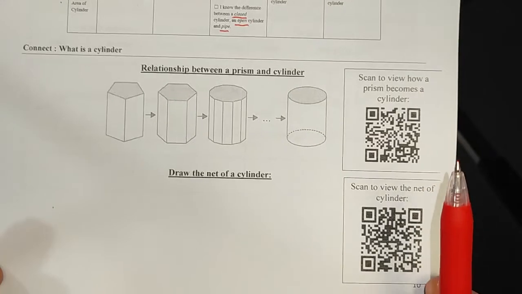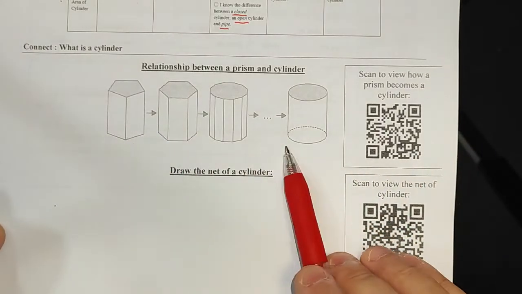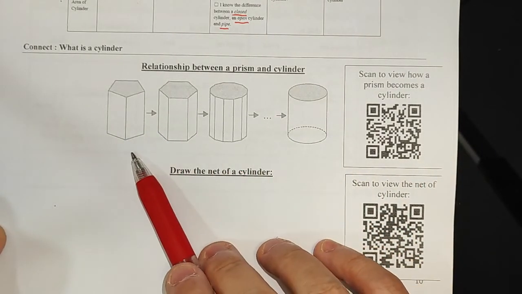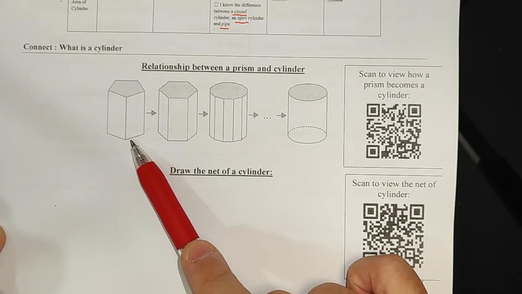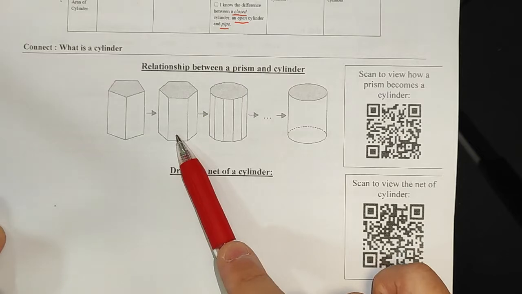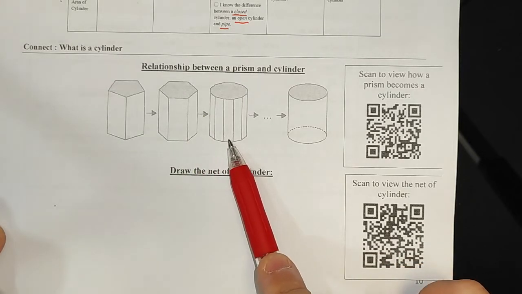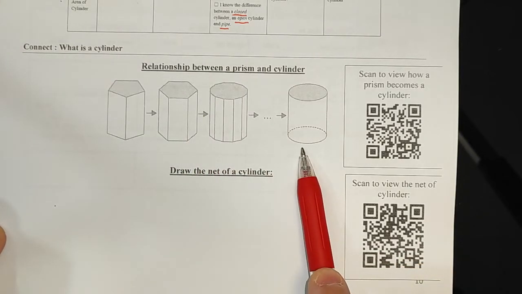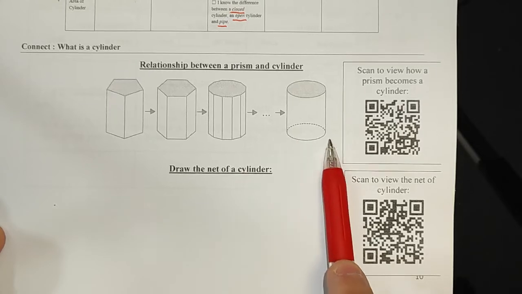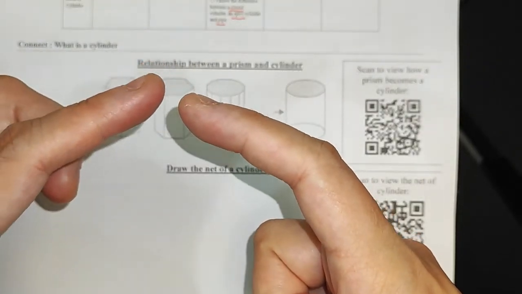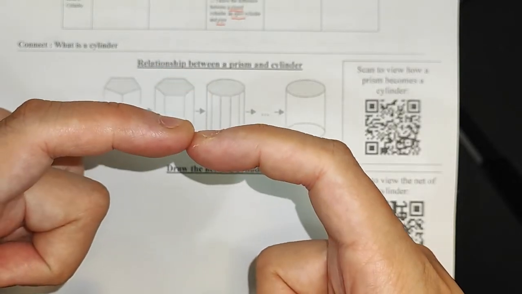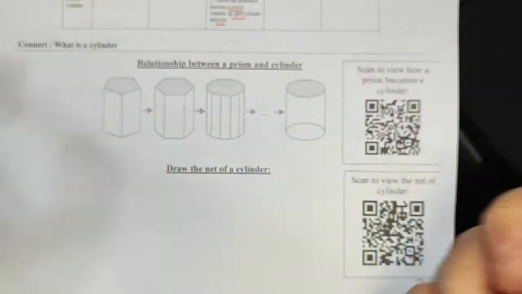Alright, so what is a cylinder? As you can see from your notes, a cylinder is very similar to a prism. Here we have a pentagon base, a hexagon base, and as we add more and more sides until we have infinite sides, it becomes a cylinder. So you can imagine it getting more and more round as you have more edges.